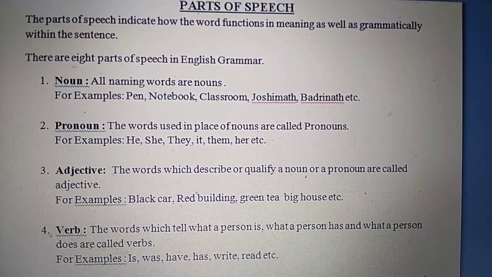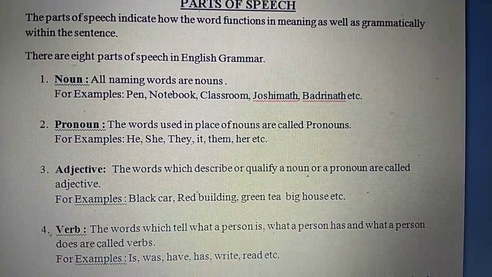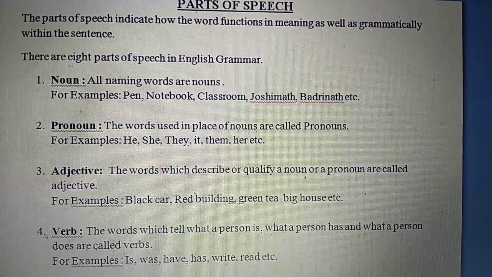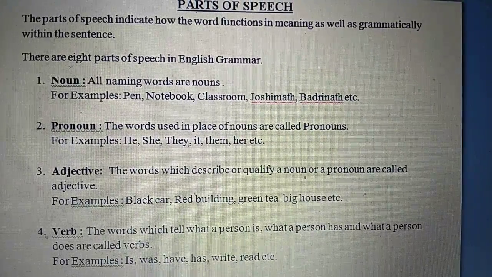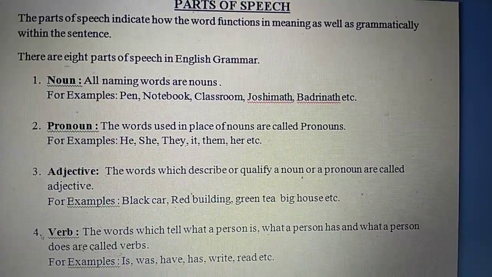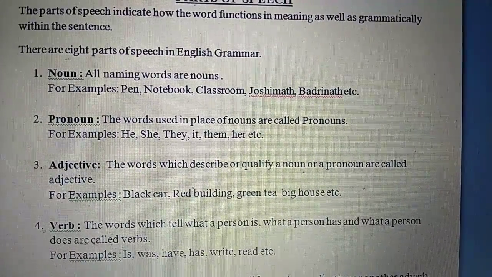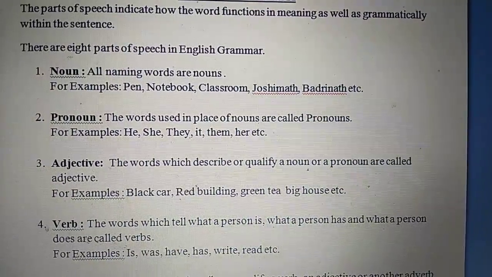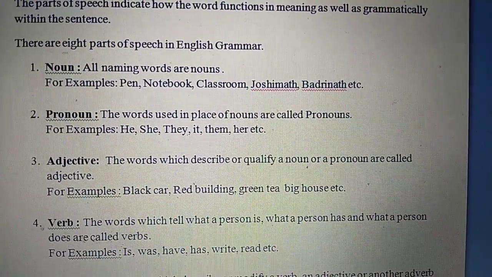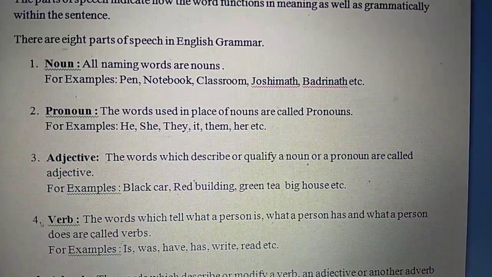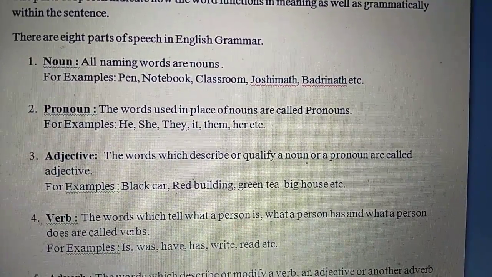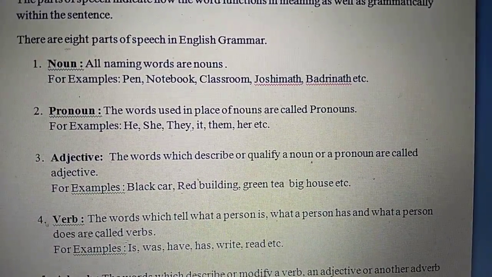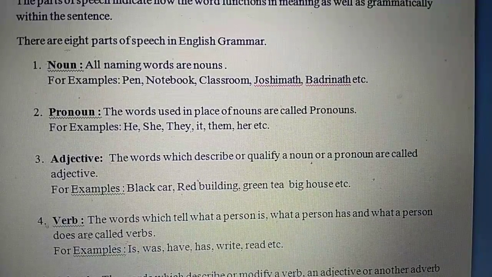Next is adjective. Adjective is a word which qualifies and describes a noun and pronoun. Adjective works as an attribute to the noun. For example, if I say red sari, here red word is describing sari. Huge building, huge word is describing the building. Similarly, blue sky, the word blue describes the sky. Such words which we use to describe are known as adjective.